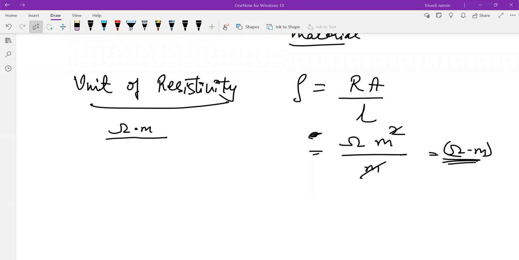Sir, here, do we have any difference between resistance and resistivity, sir? Yes, we have. Okay, sir. We'll write the difference between those.